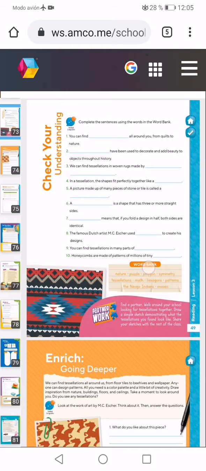Here you have the word bank, and these are the words that you must use in order to complete the sentences. Ok?